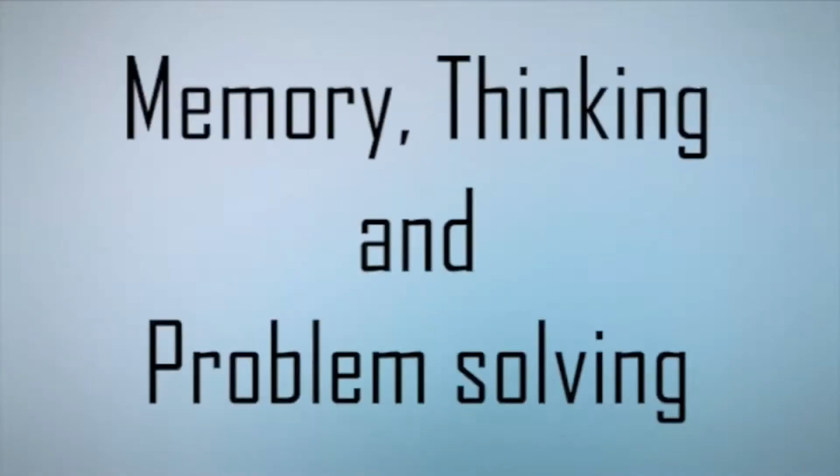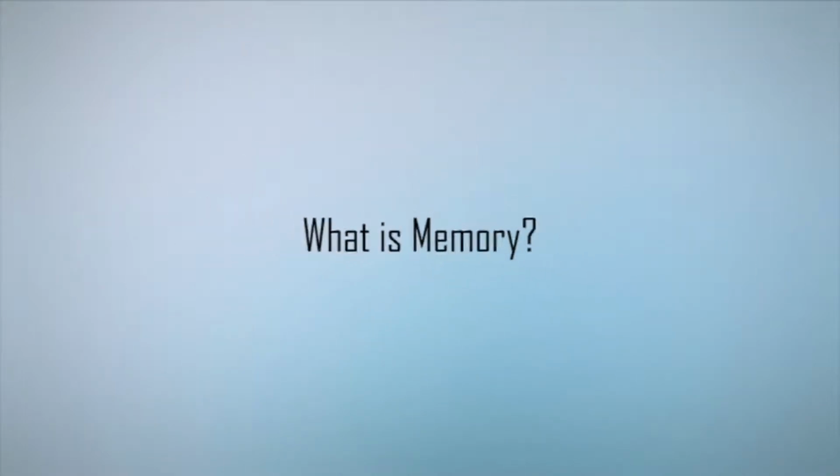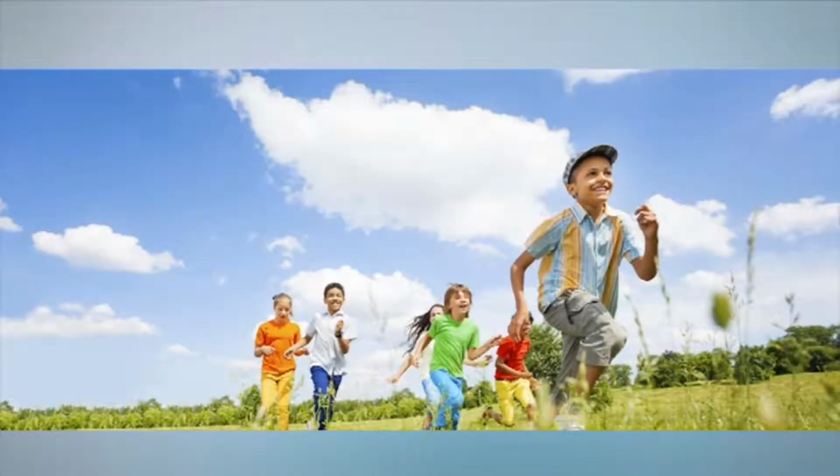Dear students, in this lesson, we learn three important cognitive aspects: memory, thinking, and problem solving. What is memory? We remember so many things from our childhood. How do we remember all these things? This is due to a dynamic and vast system in all of us, which is known as memory.